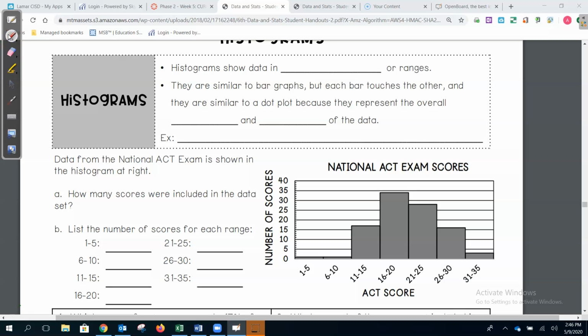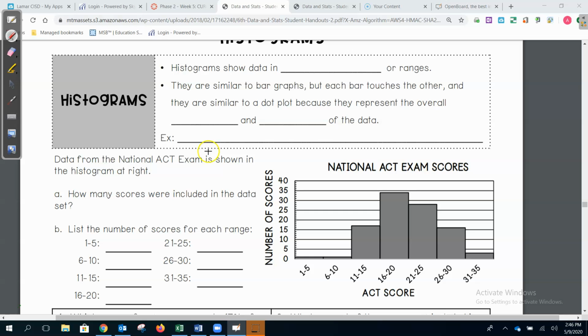Hey everybody. Today we're going to be talking about histograms. Hopefully you have already looked at the Khan Math videos. This is just another little interactive lesson. We're going to talk about it really quickly and then you'll take your quiz afterwards and it should align with what we're looking at.